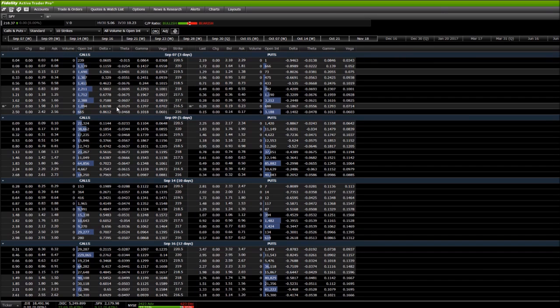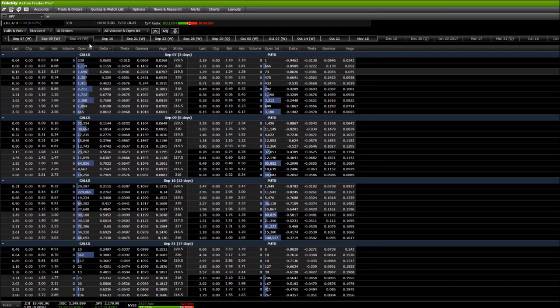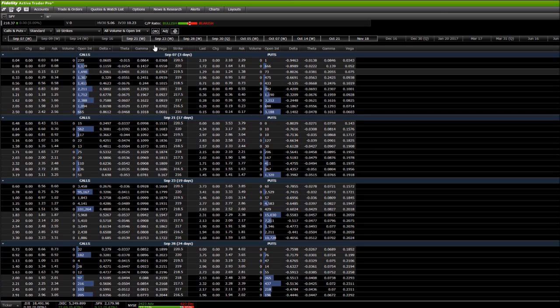So this is an option chain, and again, you can make it simplified. Let's say I'm not looking at anything more than stuff that's coming up.